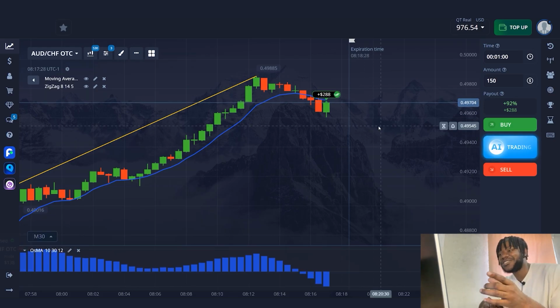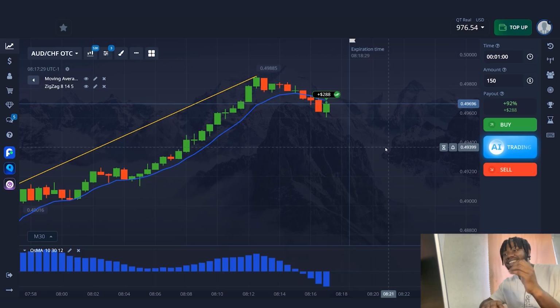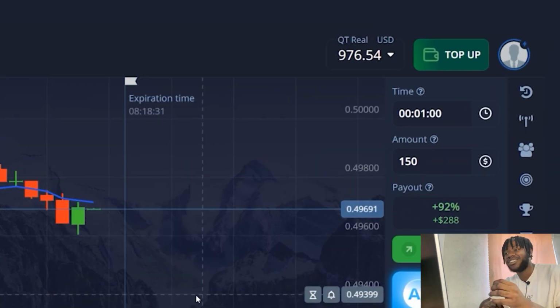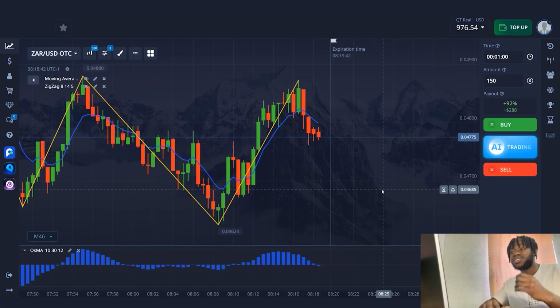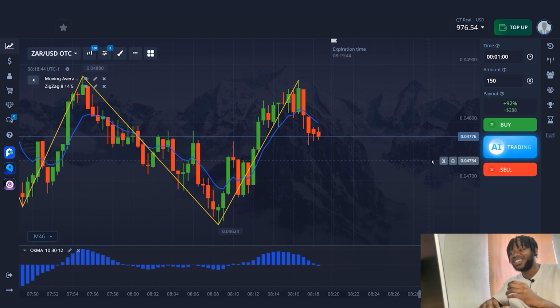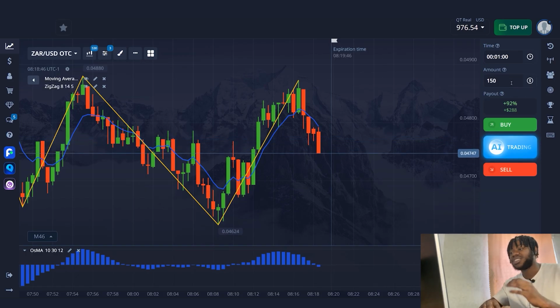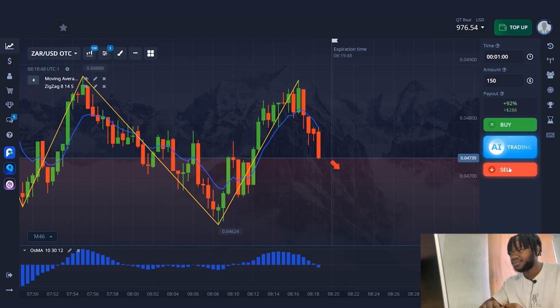Great! The price continued to fall and I made a profit. Now I have $976 in my account. Let's continue working. I am already looking for the next situation. The trade amount remains unchanged at $150. I think the price will fall, so I press the red button to open the trade.